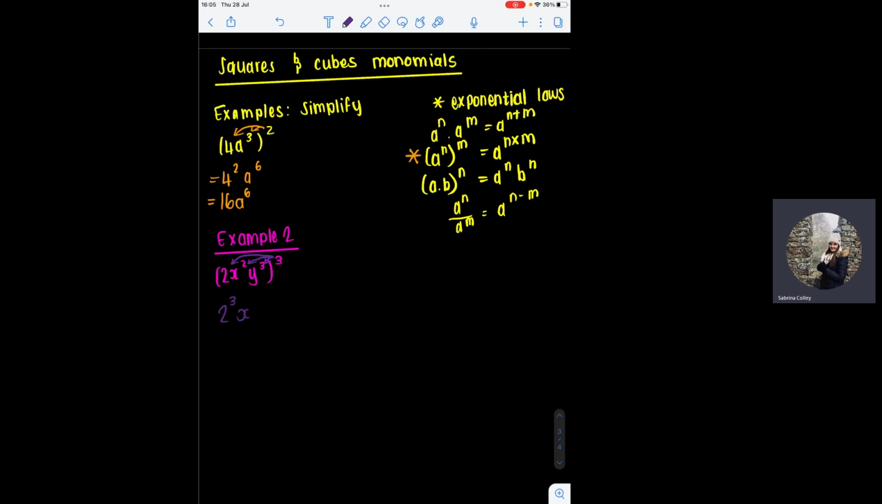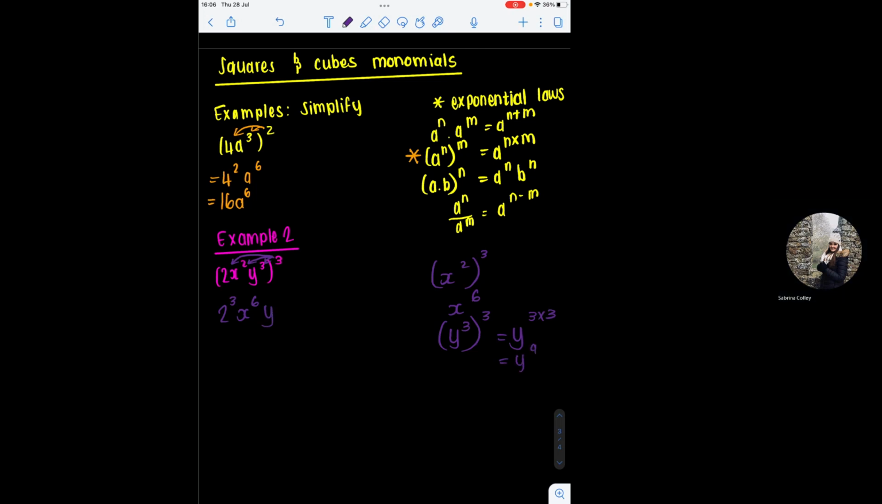Then x, I've got x squared. If I do this on the side, x squared to the power of 3, this would be 2 times 3, so it would be 6. So x to the power of 6. Then I've got y to the power of 3 to the power of 3, so that would be 3 times 3, which would be y to the power of 9. And I ask myself, can I simplify it more? I know what 2 to the power of 3 is, that's 8. So I've got 8x to the power of 6, y to the power of 9.